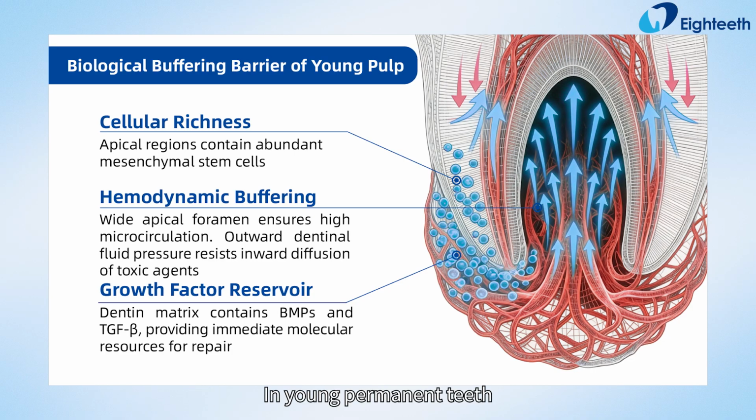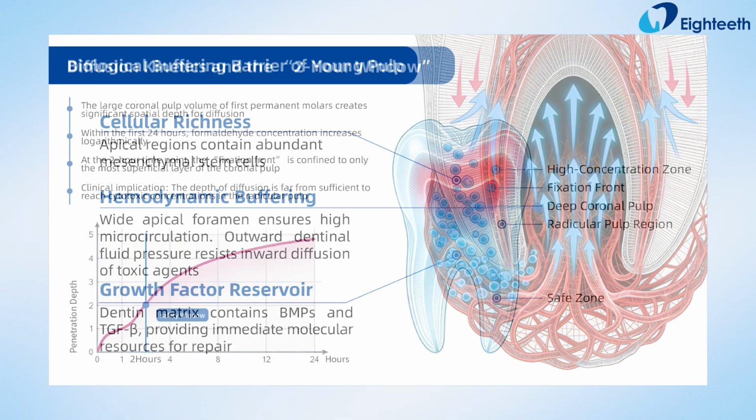In young permanent teeth, the pulp chamber is relatively large, and the tissue contains a large amount of growth factors encapsulated within the dentin matrix, such as bone morphogenetic proteins (BMPs) and transforming growth factor beta (TGF-beta). When biocompatible materials are applied, these factors are released, triggering a reparative response even following minor chemical damage.